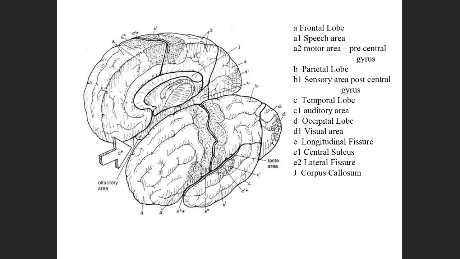The parietal lobe right in here, the second one, has to do with your sensations, and that's where you feel things. And you see this area right here, this section, that's your sensory cortex. This is your motor cortex here and your sensory cortex.